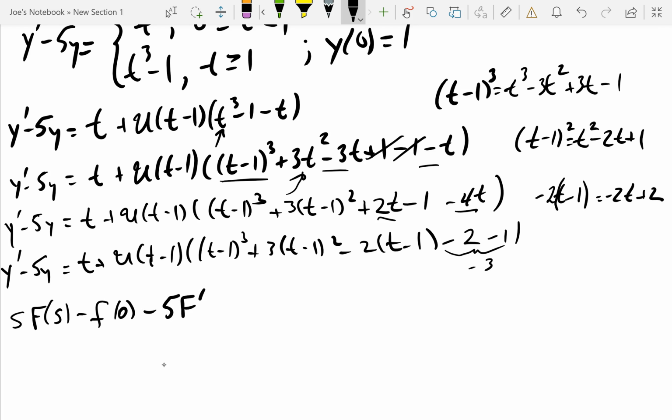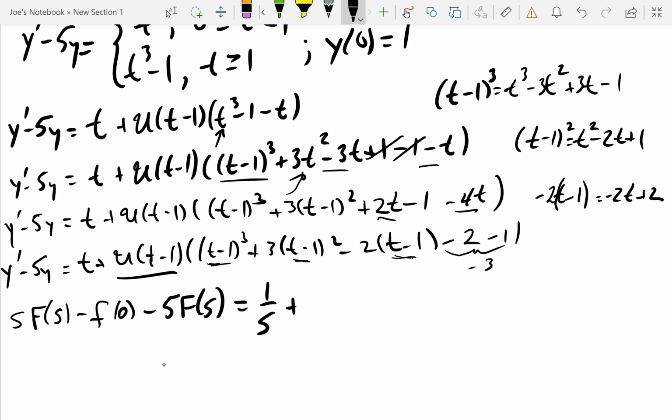And we get minus 5 f of s. Laplace transform the right-hand side for t is just, of course, 1 over s. Now here's where we do the Laplace transform for the unit step function times a function. Again, the reason why we did all of this extra work on the right-hand side was to get a function of not just a t, but a function of t minus 1.